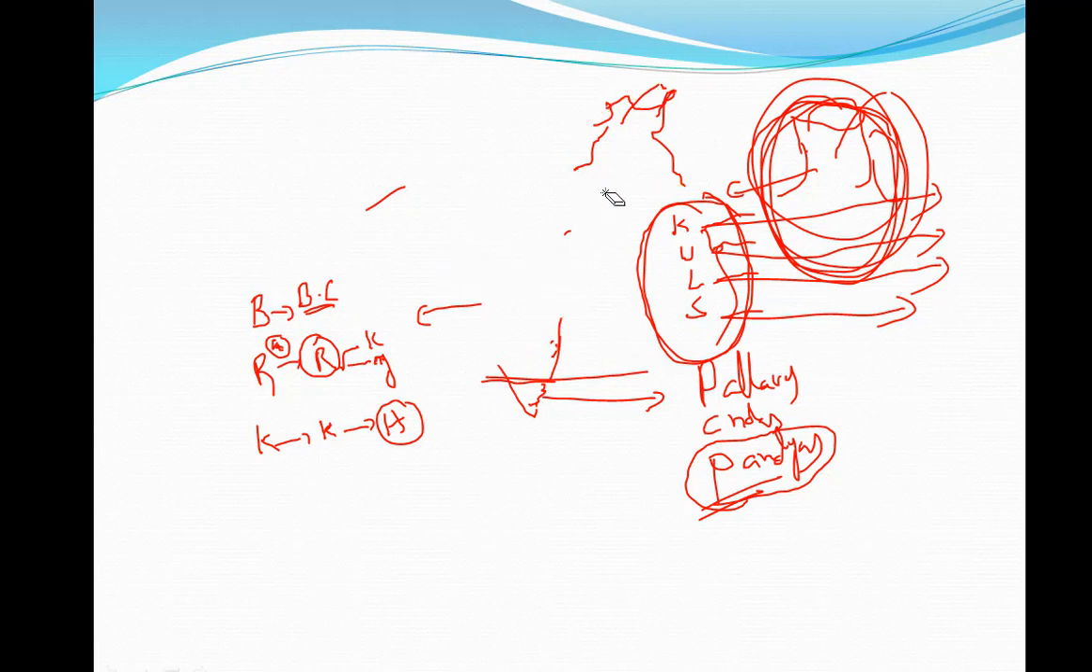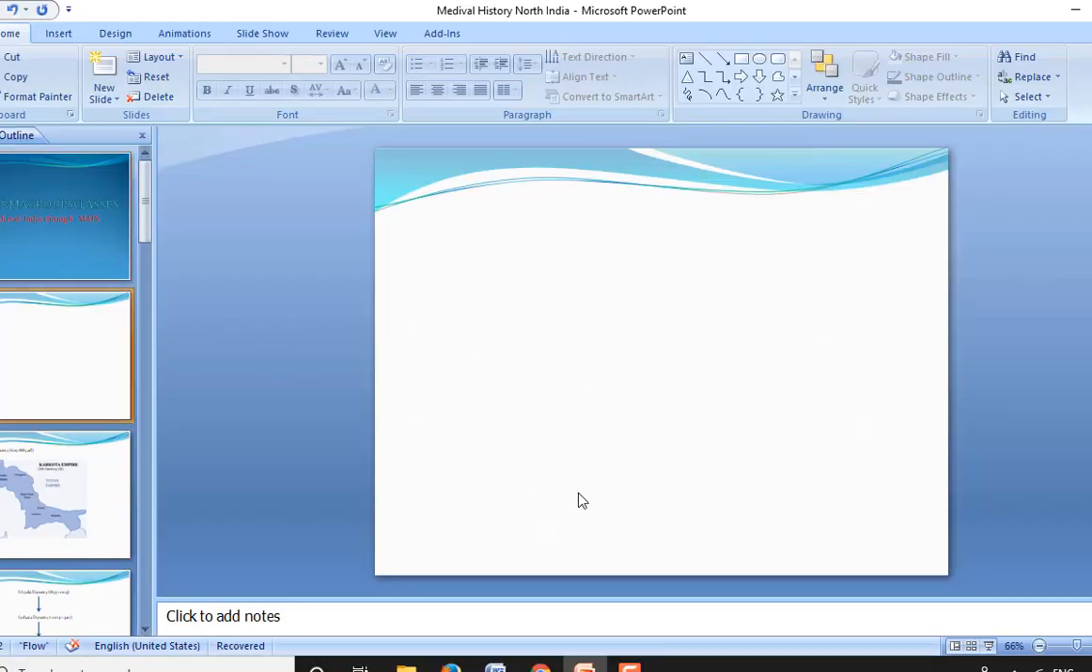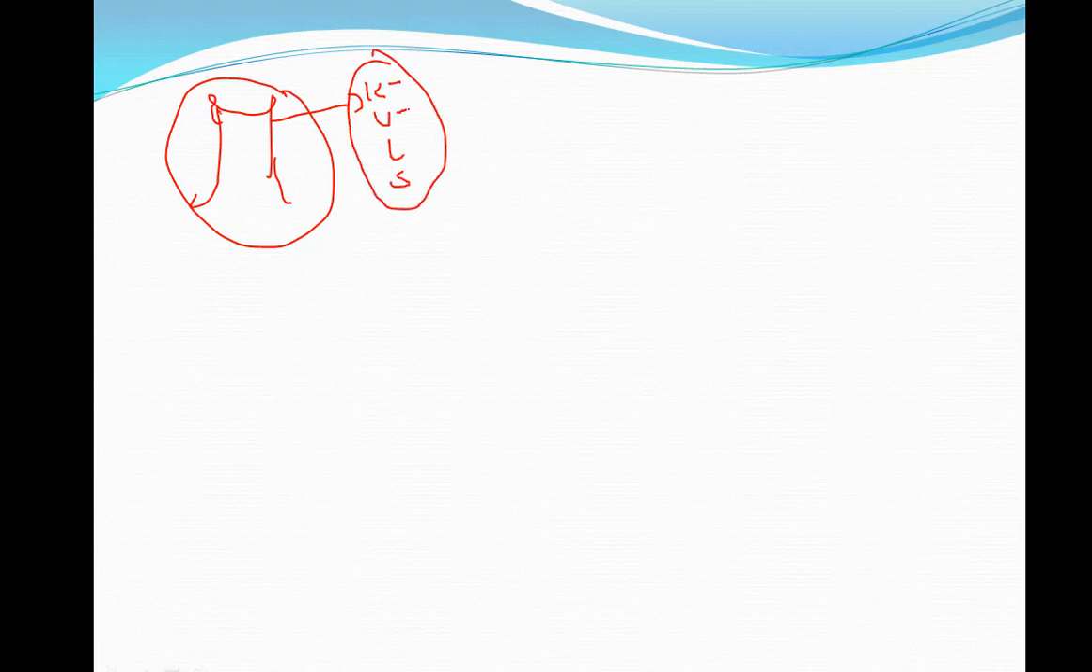I will take a new slide and explain it. The medieval times. So this is figure number 1. Here is the Kashmir area. Kashmir will be very, very cool, so I made it KULS, cool: Karkota, Utpala, Lohara, Shamir dynasty.